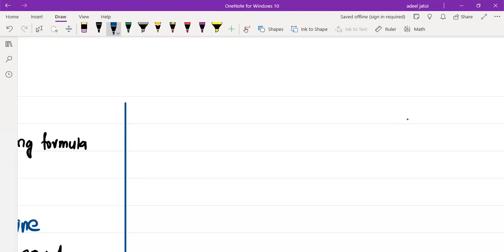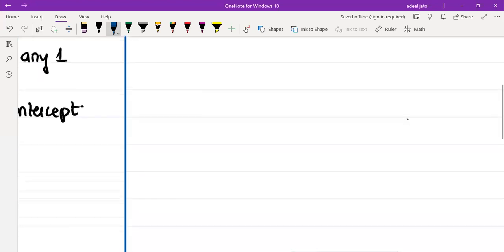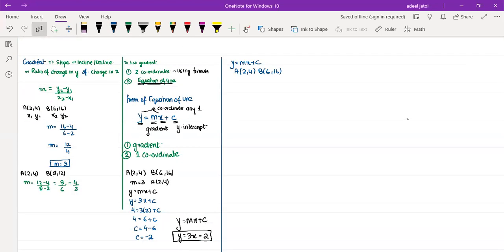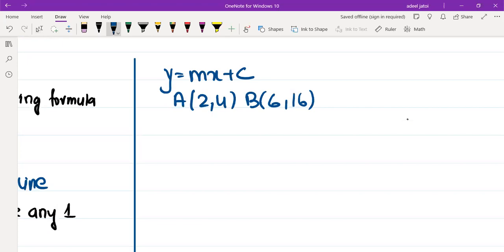Finding the equation of line through the other coordinate now. Your equation form is y is equal to mx plus c. Your coordinates were A (2, 4) and B (6, 16). We already used (2, 4) and found the equation of line was y is equal to 3x minus 2. Since from A and B, the gradient is 16 minus 4 upon 6 minus 2, which is 12 upon 4, your gradient becomes 3.